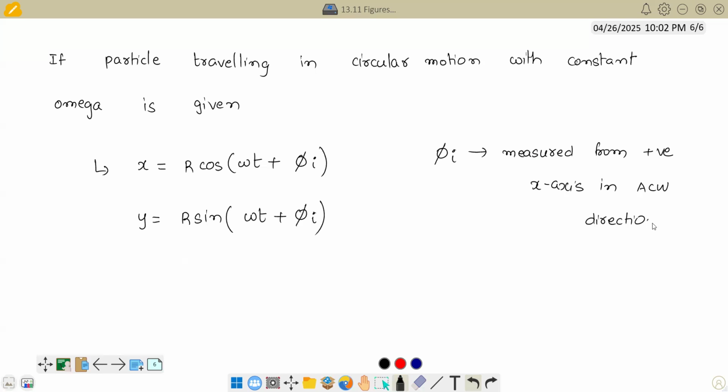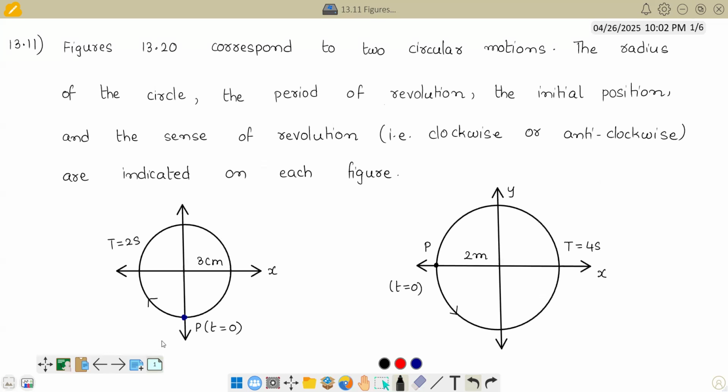And one more important thing is omega. If it is anti-clockwise, you will take it as positive. If it is clockwise, you will substitute negative. What do you mean by this? On solving these problems, you will understand it. Let us try to solve each one. So let us take the first one. I'm explaining this in detail, so listen to this carefully.